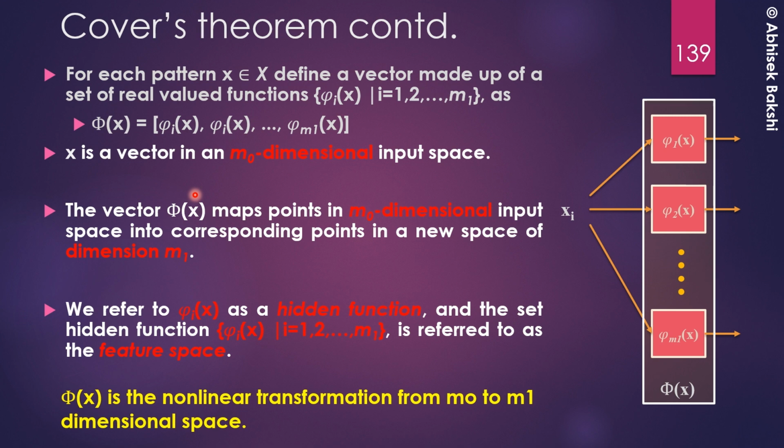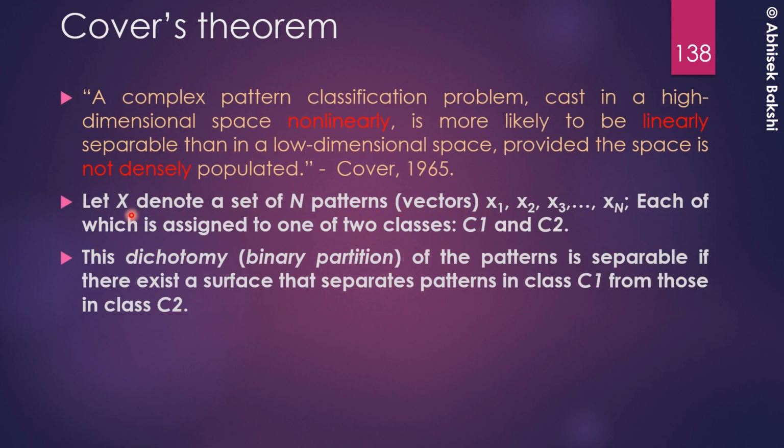So don't get confused. There are three things we have seen. Again, I'm telling you, capital X is the total set. How many elements are there in this set? A total of capital N elements. Each and every element of the X set I'm representing as x1, x2 till xn. Fine. Now, what is the dimension of x1? m0. What is the dimension of x2? m0. What is the dimension of x3? m0, till xn.